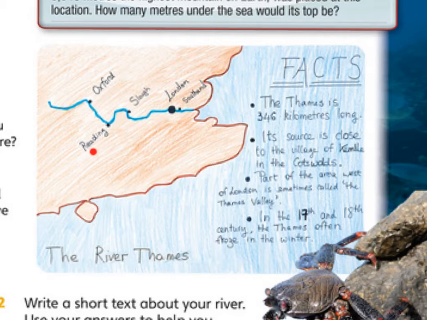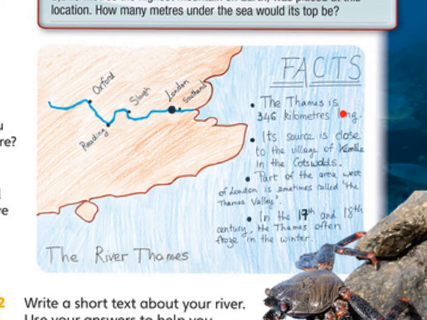It has Oxford, Reading. I know that you're going to say, but teacher, it says Reading. Yes, but when it comes to the name of the city, it's Reading. It also has Slough, London, and Southend. Okay, so here we have the title, Facts. What's the meaning of facts?